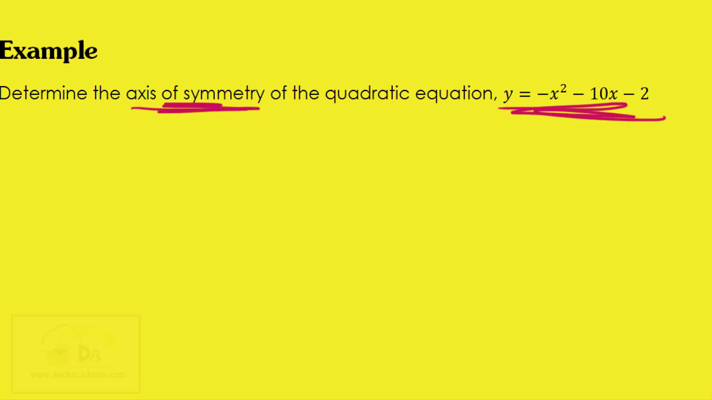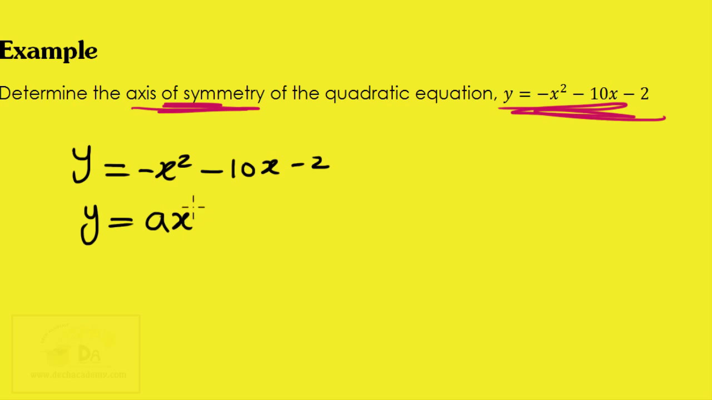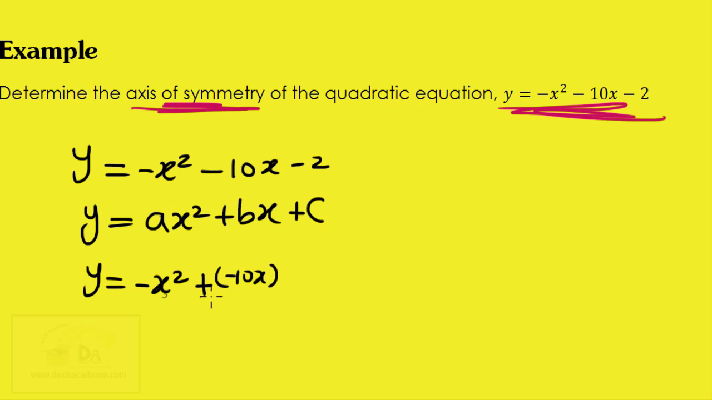Now the hard part is just in determining what B and A are. So we have y equals minus x squared minus 10x minus 2. We need to be in the form ax squared plus bx plus c. So I'm just going to rewrite it as y equals minus x squared. So an ax squared term, minus x squared, plus, I'm going to put a plus, bx, well, minus 10x. Remember, plus minus 10x is the same thing as minus 10x, because plus times minus is minus.